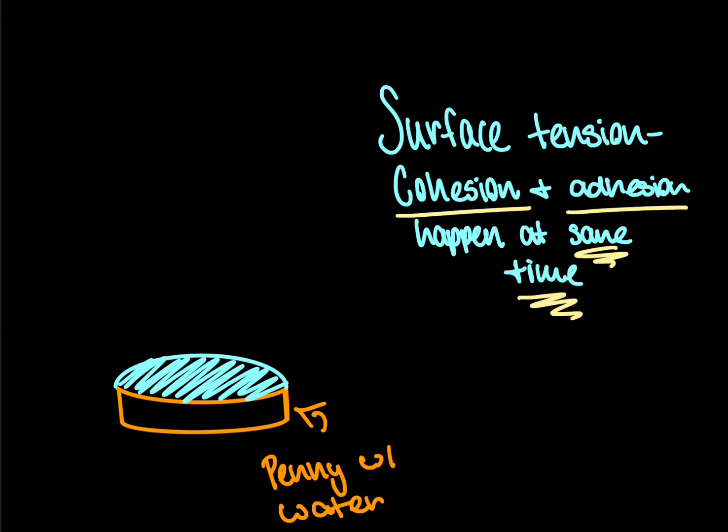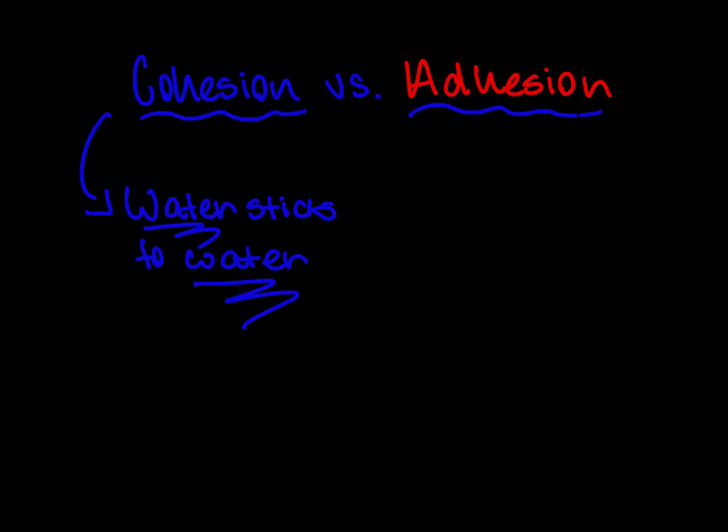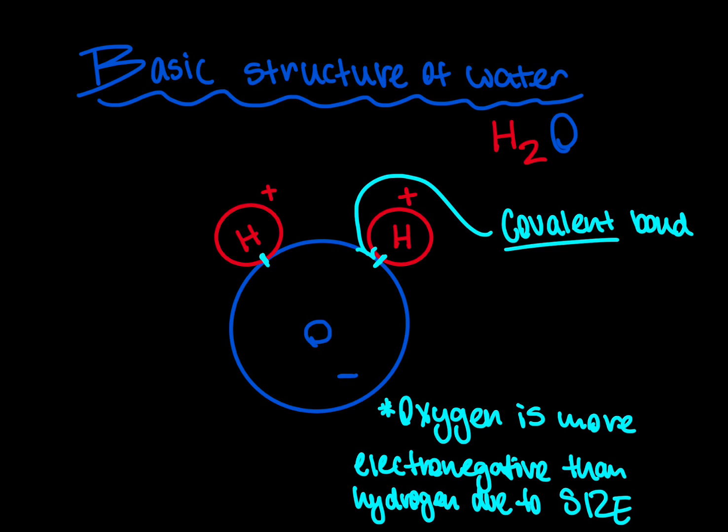Now in order to understand what surface tension is and how it relates to water, you first must understand the difference between cohesion and adhesion. Cohesion is when water sticks to water, or in other terms, when water sticks to itself. Looking at water at a smaller level, we can see that it consists of 2 hydrogen atoms and 1 oxygen atom per water molecule, and that is where we get the formula H2O from: 2 hydrogens and 1 oxygen.